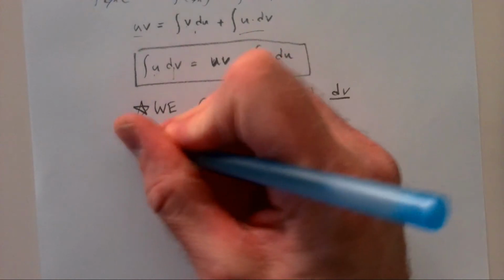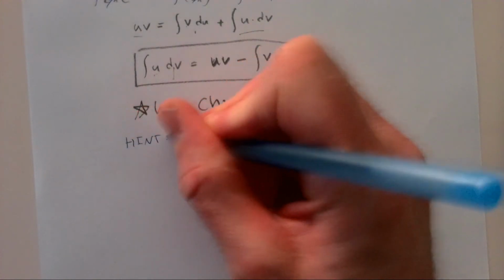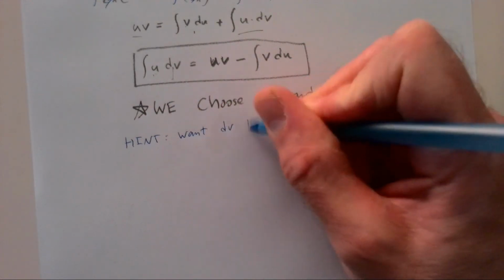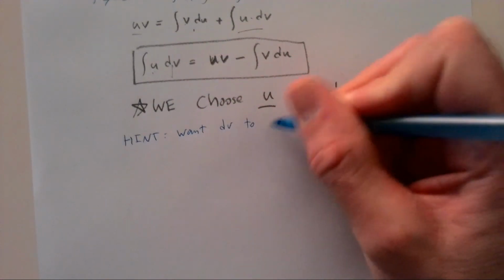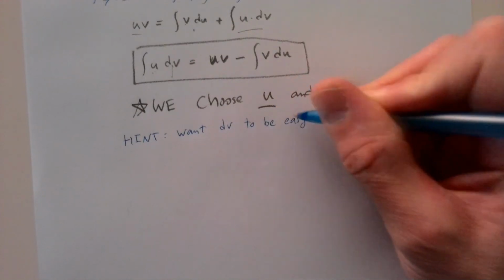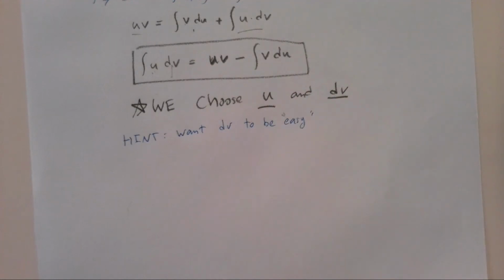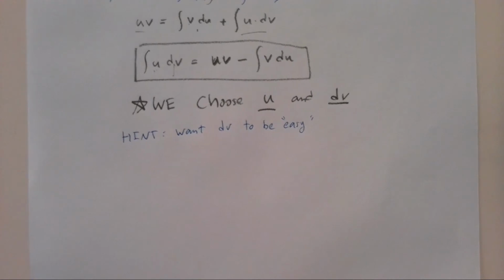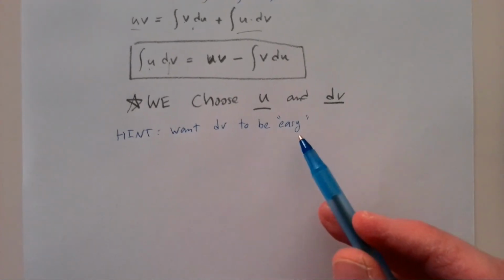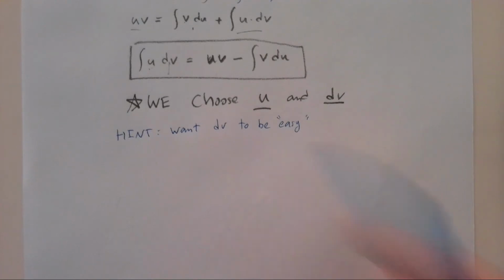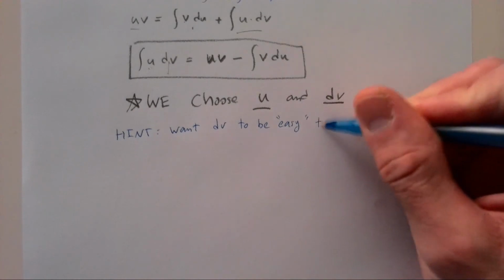So here's one hint. You want dv to be slightly "easy." I'll just put that in quotes because I know that that's a relative term. Also, not a term people like to throw around in education, so non-difficult, whatever euphemism you want there. You want dv to be rather manageable to integrate.